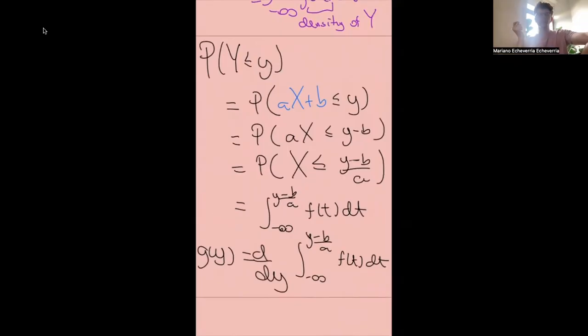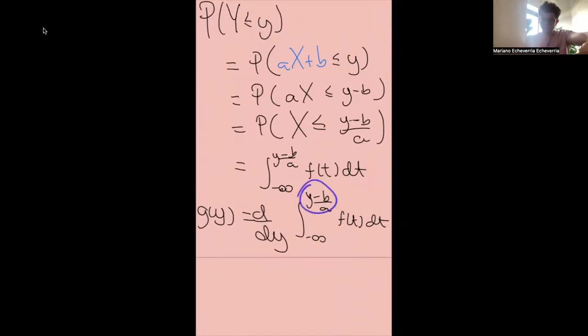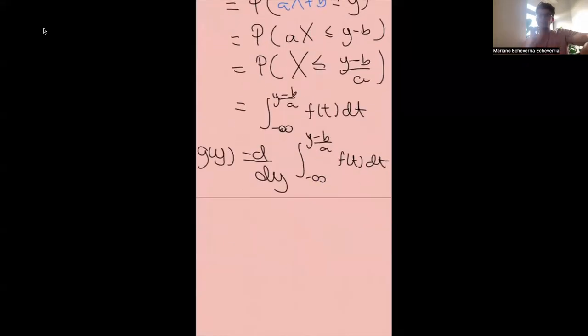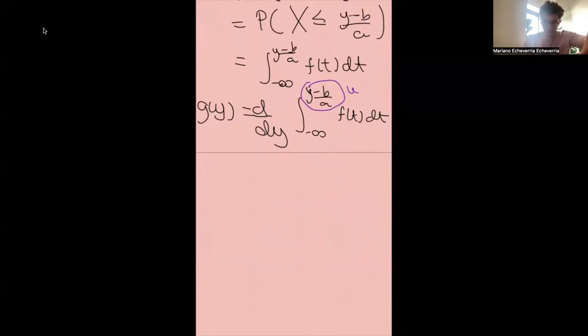The only thing is that you have to be careful. If you remember how to do this with the fundamental theorem of calculus, in Calc 1, you cannot just apply the fundamental theorem directly, because the fundamental theorem only works when the variable on top is exactly the same variable. But here, you don't have just y, you have y minus b over a. So if you want, you can do a u-sub, in case you forgot how to do this.